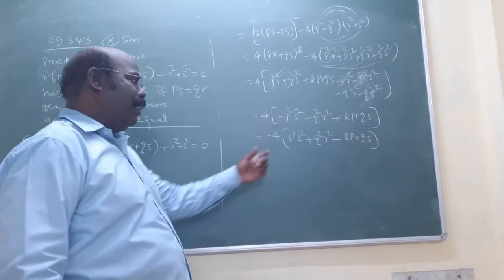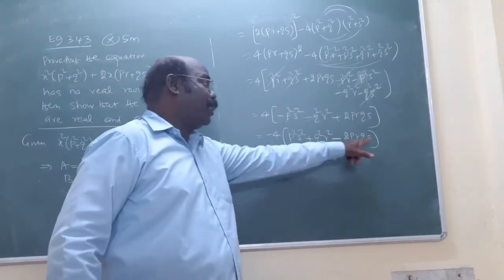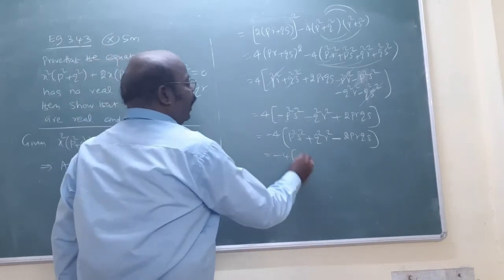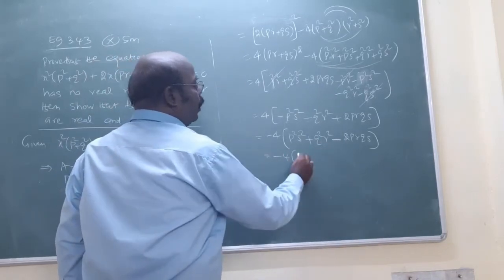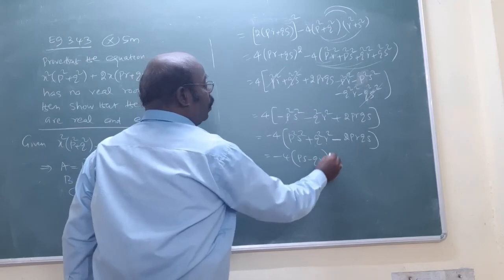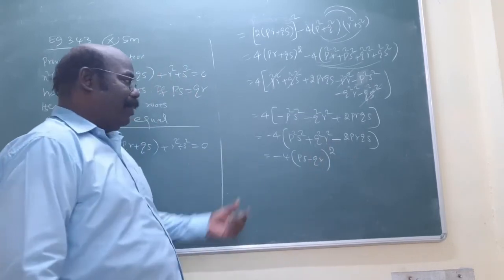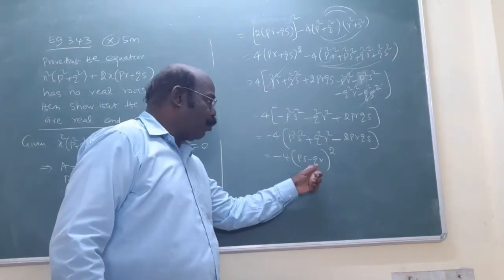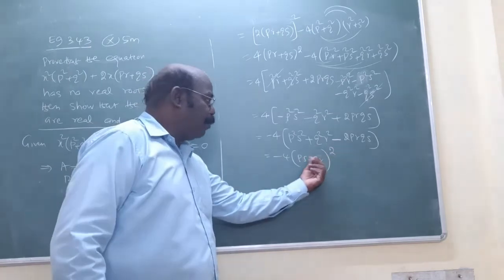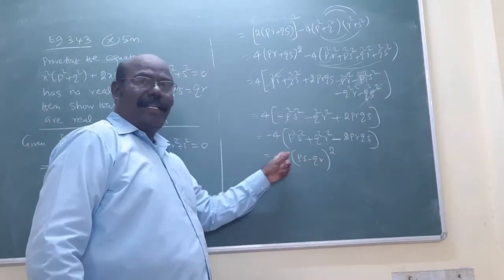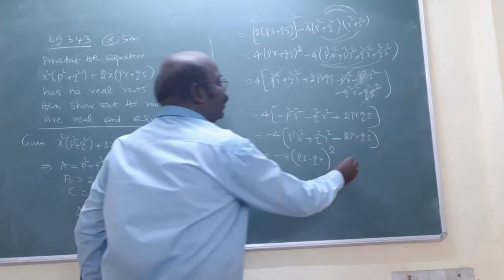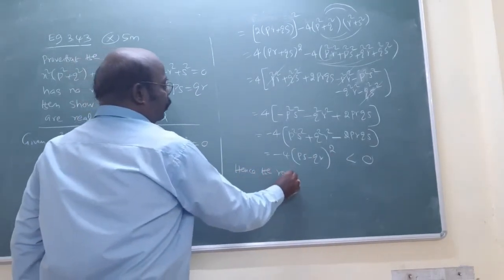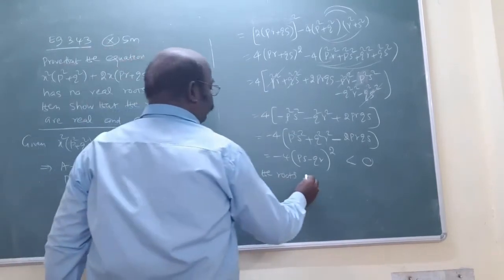Now it is of the form a² plus b² minus 2ab. What is the formula? (a minus b) whole square. Here a is ps, b is qr. So (ps minus qr) whole square. Whatever the value, squaring automatically gives positive. But here negative is there. Positive times negative is negative, which is less than 0. Therefore, hence the roots are no real.